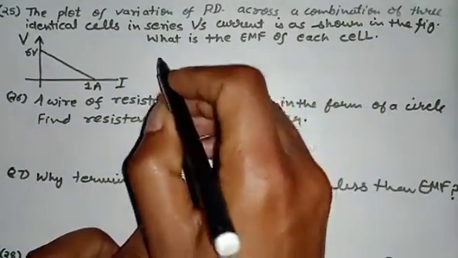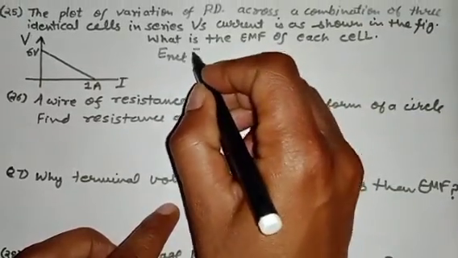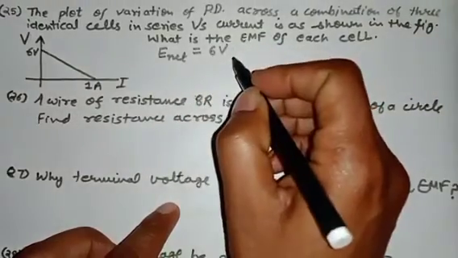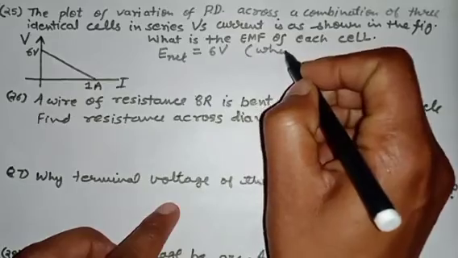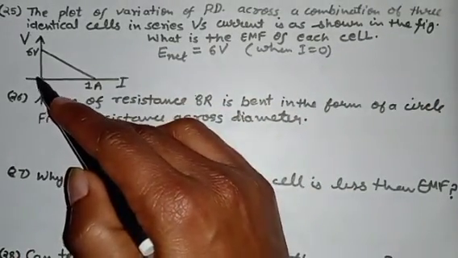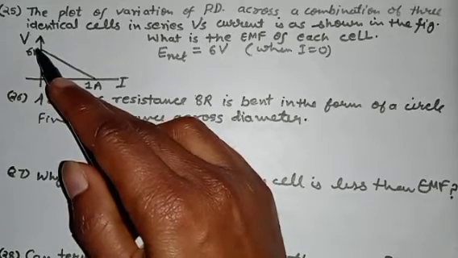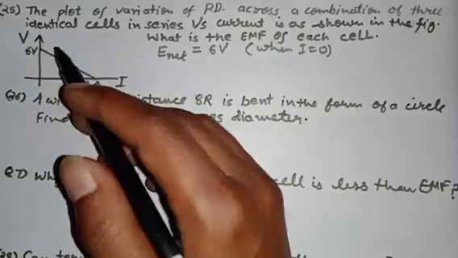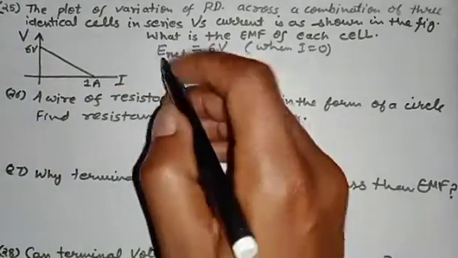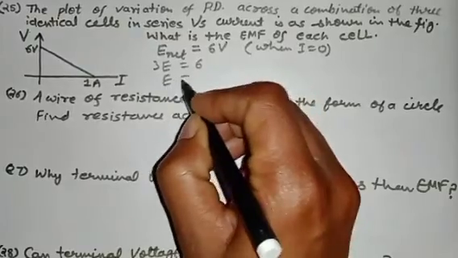So first of all, E net of the combination is equal to 6 volt. That is when current is 0. When current is 0, that is open circuit condition, then the voltage measured is the measure of EMF. Now there are three cells, so E net is 3E equal to 6, so E equal to 2 volt.